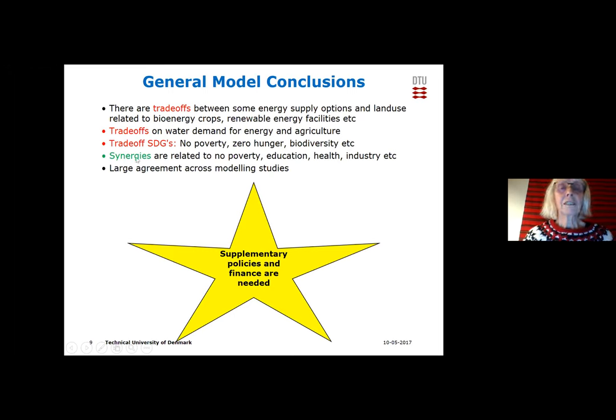But in relation to synergies, we also have synergies for some options in relation to no poverty, education, health, industry, and so forth. The good thing, maybe, if you are doing an IPCC review, is that there's a large agreement across modeling studies. So I expect that out of this IPCC assessment, we will actually be able to make some very robust conclusions about where we need supplementary policies and finance in order to ensure that we are avoiding these trade-offs.